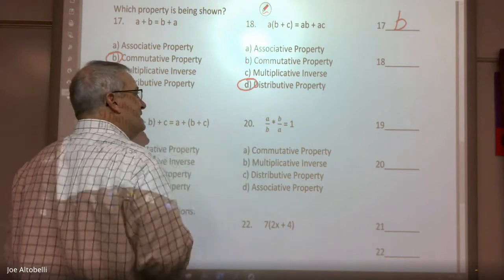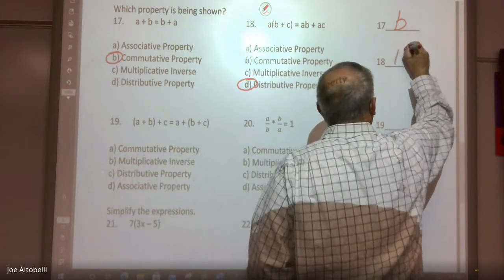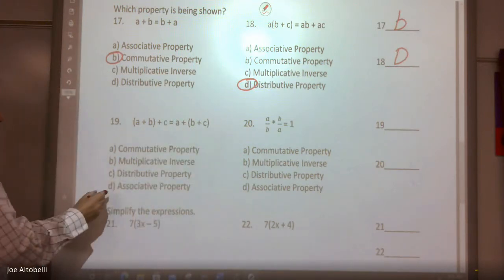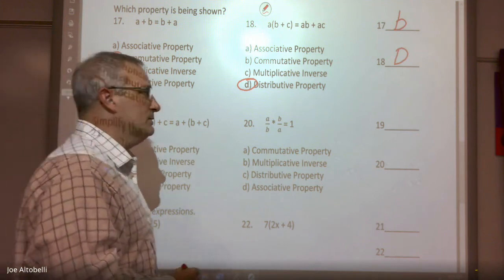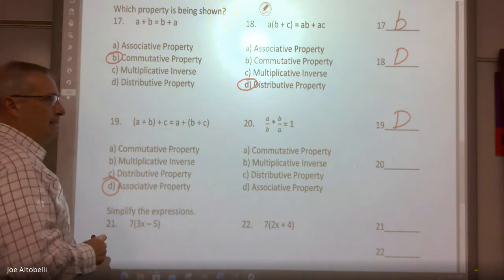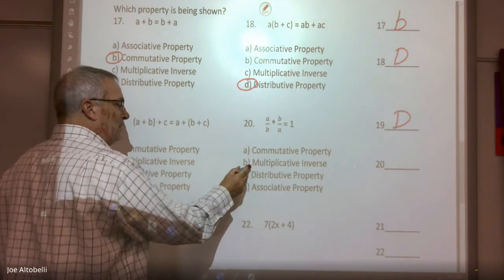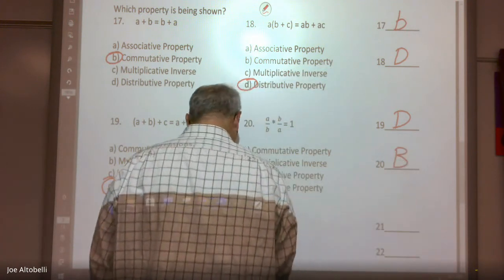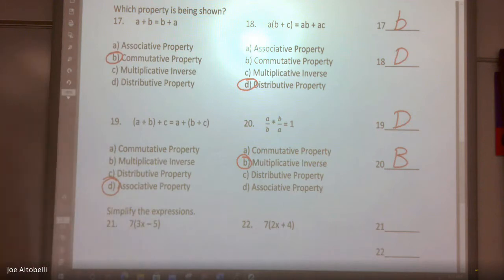18 is D, the distributive property. 19 is the associative property, also turns out to be D. And 20, it is the multiplicative inverse, B. Questions? You got to have those memorized. You got to know which ones are which. You got to be able to match them up. All right.